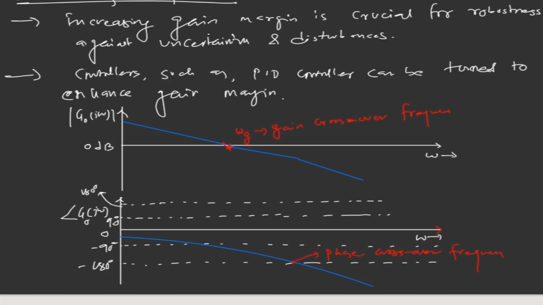So here, the system will be stable from 0 dB to minus 180 degree. This is very, very important. The stability margin is generally defined in this range, 0 dB to minus 180 degree. If the margin stays in between this, then the system is stable.